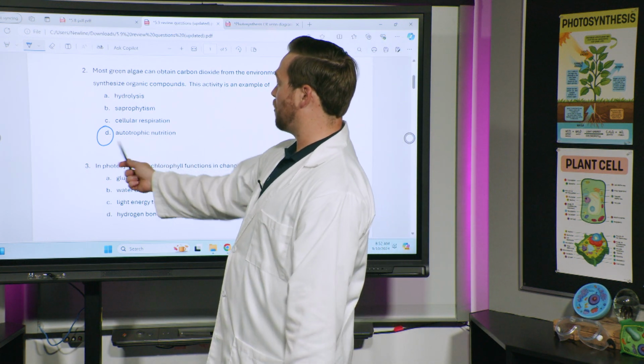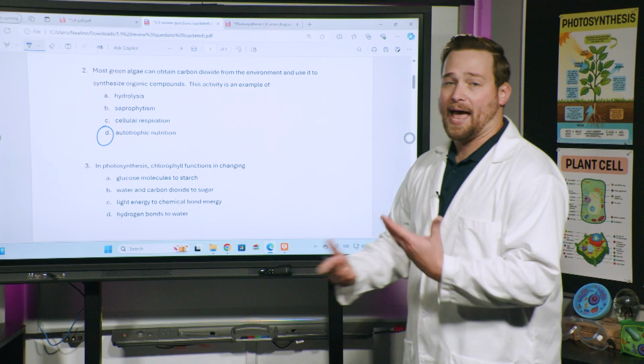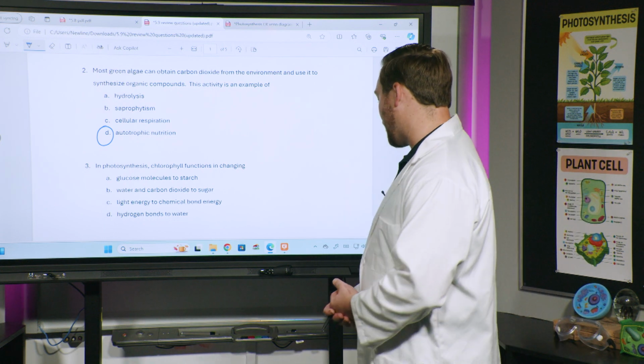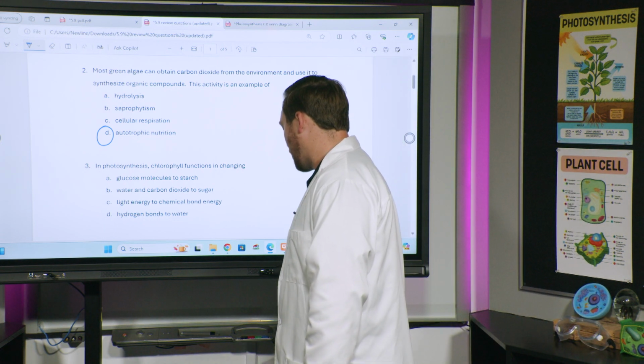What word means making your own food? Autotroph. And then nutrition is like, how do they do it? So letter D there is going to be our best option. All right, let's keep it going.